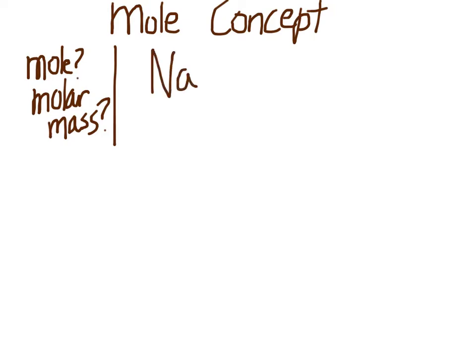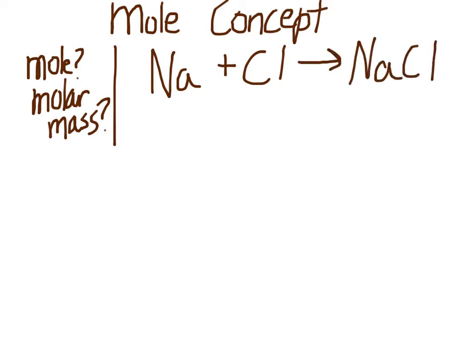Sodium plus chlorine gives us sodium chloride. So say you were going to actually do this reaction in the laboratory. You're going to go in the lab, get some sodium, get some chlorine and make sodium chloride. An amateur at chemistry would say, okay, I'm just going to get 1 gram of the sodium and 1 gram of the chlorine and get maybe 2 grams of the sodium chloride. But that is completely wrong.